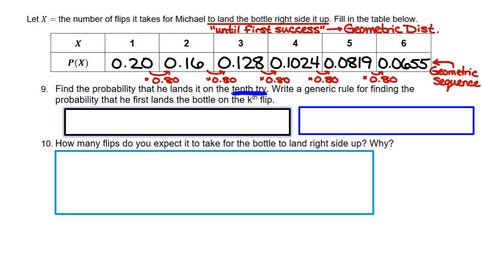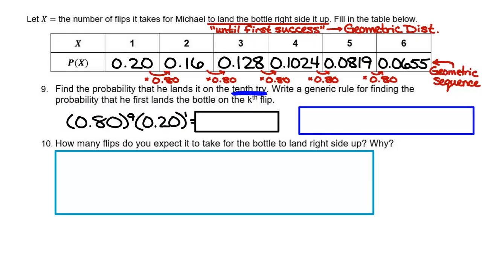If it takes until the 10th flip to see your first success, how many failures has he had to deal with? 9 failures. So what would this look like when you go to put it in the calculator? Yep, 0.8 to the 9th power times 0.20. Only 1 success in there, so 0.20 just happens the one time. But we've multiplied by 0.8, 0.8, 0.8, 9 different times for our 9 failures. What'd you guys get? 0.0268, so about a 2.5% probability that he fails the first 9 flips and then finally lands the 10th one.